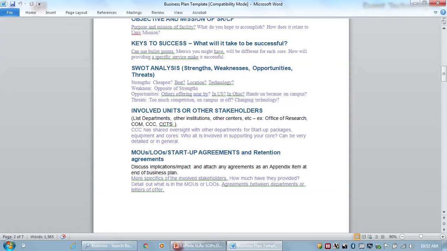Are there any MOUs or letters of offer or startup agreements, retention agreements that play a role in your core facility? So did the core director get money to start the core? Did the core facility get money not only from your department, but from other departments, the College of Medicine, the Office of Research to start up your core? Be very specific if there are requirements that you have to meet to get that money. So those are very important to have listed.